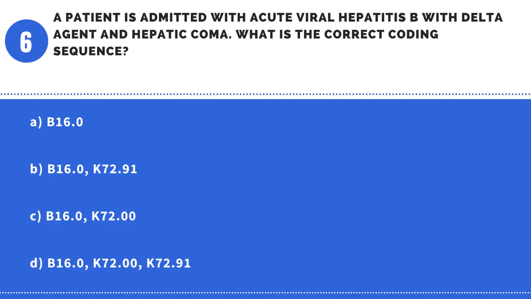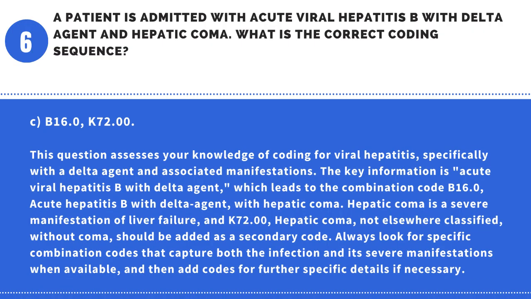Question 6. A patient is admitted with acute viral hepatitis B with delta agent and hepatic coma. What is the correct coding sequence? A. B16.0. B. B16.0, K72.91. C. B16.0, K72.00. D. B16.0, K72.00, K72.91. Answer C. B16.0, K72.00. This question assesses your knowledge of coding for viral hepatitis, specifically with a delta agent and associated manifestations.